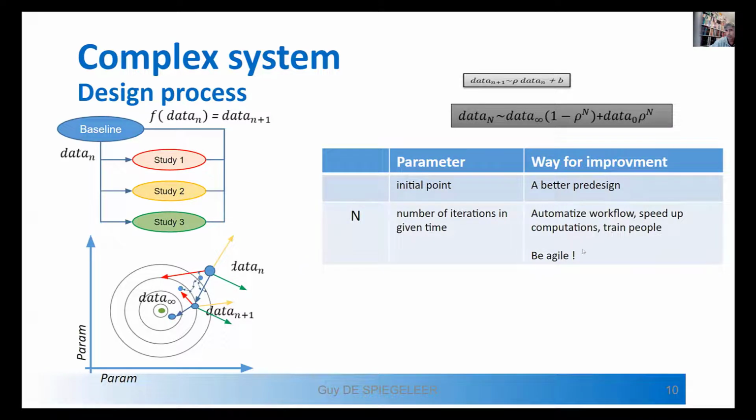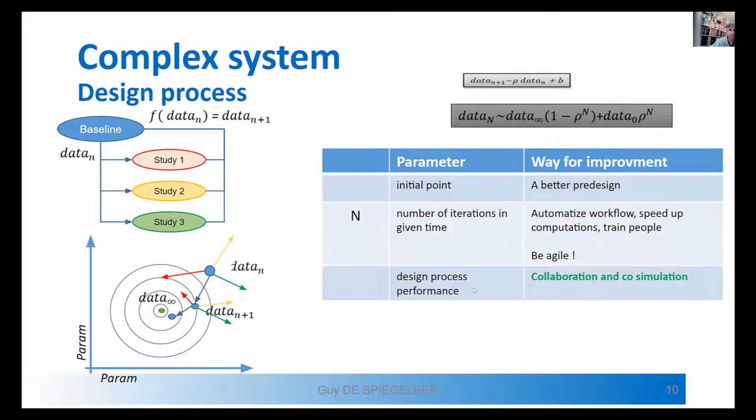So for doing that, you have to automatize the workflow, the connection between these tools, to reduce the lead time of all these studies. So this is automatization of the workflow, speed of computation, or training people. You can be agile also. But what is far more interesting in this case is to see how to reduce this value rho. Of course, if you reduce it, you increase the convergence of your functions.